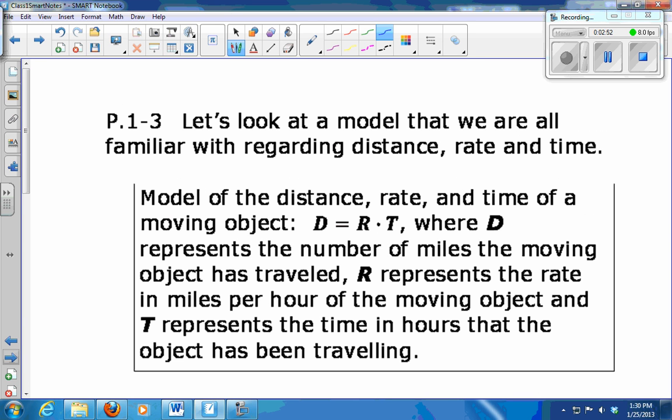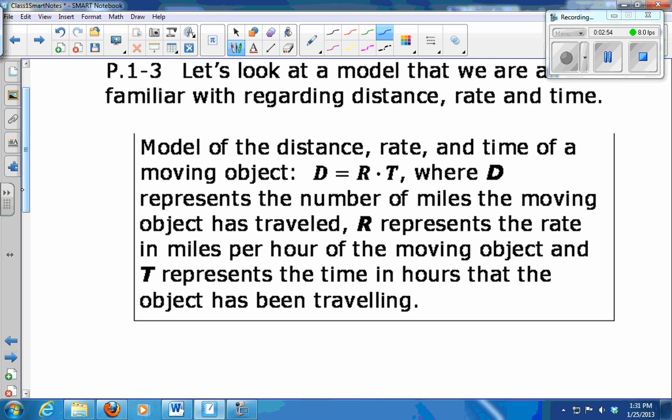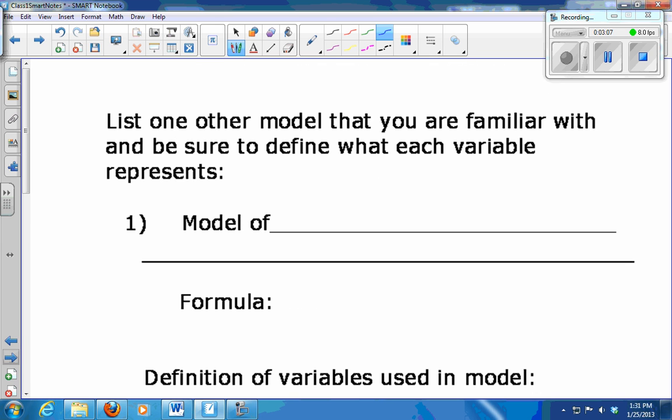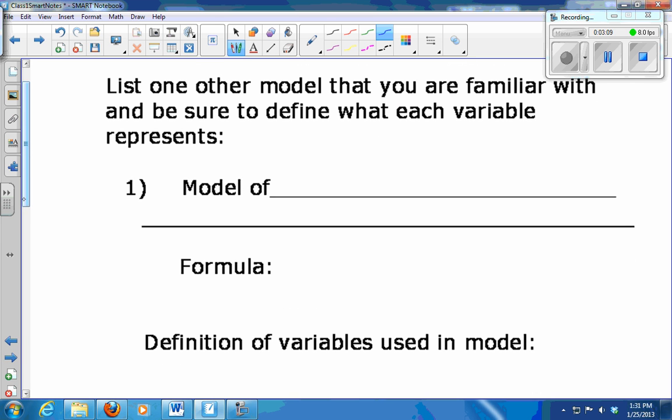So let's look at a model that we're all relatively familiar with: distance, rate, and time. The model of distance, rate, and time of a moving object is that distance equals rate times time. See if you can come up with one other model in your group, a mathematical formula that represents something in the real world, something like distance equals rate times time.